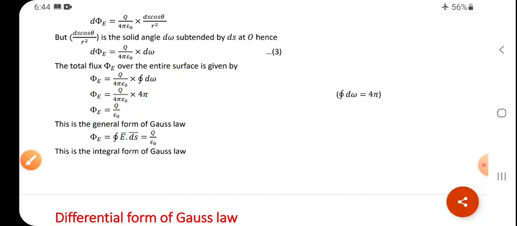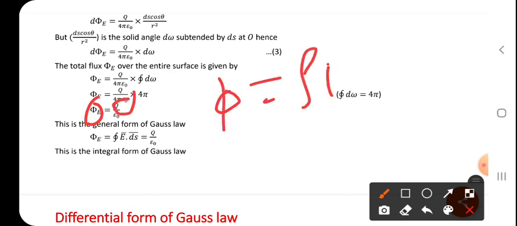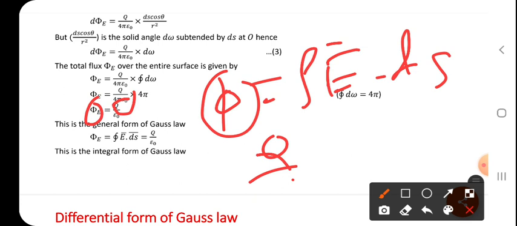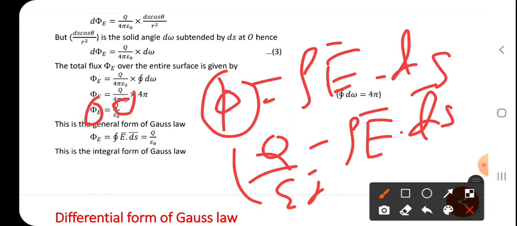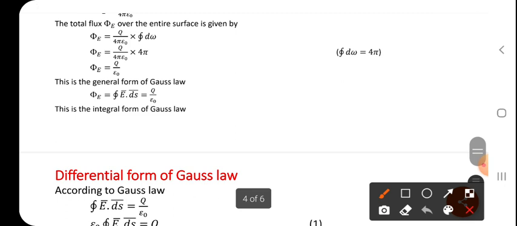Then finally we got phi E is equal to q by epsilon naught. This is the general form of Gauss law. Now the integral form: we substitute phi E is equal to q by epsilon naught, and we already know the phi E term is the integral of E bar dot ds bar. So q by epsilon naught is equal to the integral of E bar dot ds bar. This is the integral form of Gauss law.